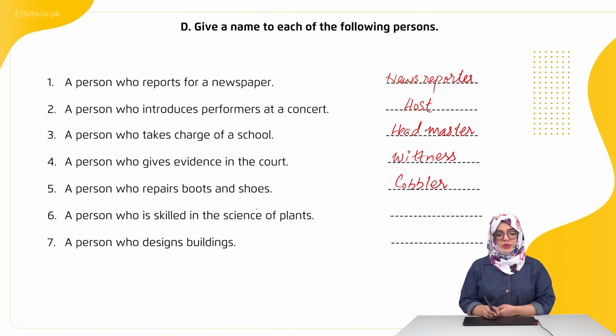Sixth is a person who is skilled in the science of plants. So इसको botanist. Last is a person who designs buildings. So this person is called architect.